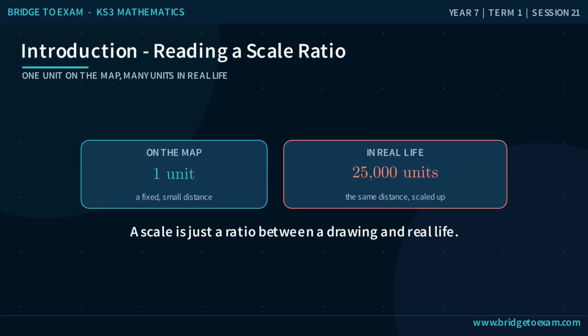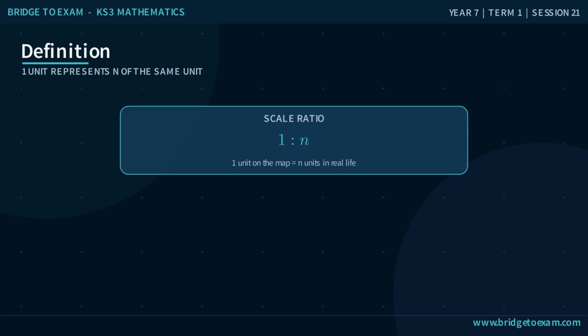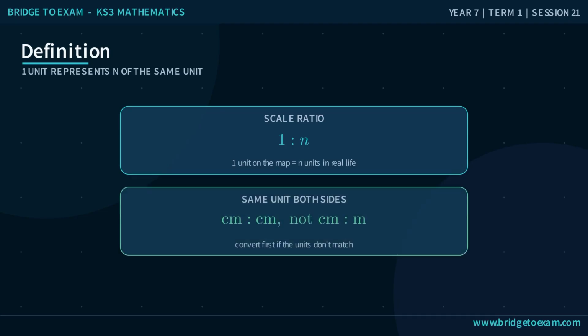By the end of today, you'll read a scale ratio, convert a map distance into a real distance, and convert a real distance into the length it should be drawn. A scale written as a ratio, like 1 to 25,000, means one unit of length on the map represents 25,000 of that same unit in real life. The unit can be anything, centimeters, inches, as long as both sides of the scale use the same one.